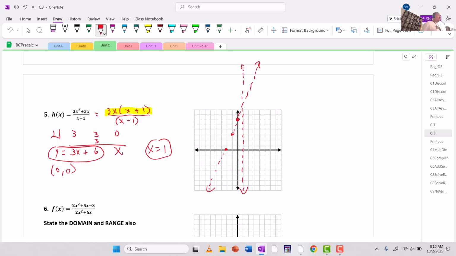If (0, 0) is an x-intercept, it's also a y-intercept. And then (-1, 0). All right, so (0, 0) and (-1, 0). This tells me everything. I know exactly how to graph this now. There's no problems whatsoever. All right, what else do I usually have to find?